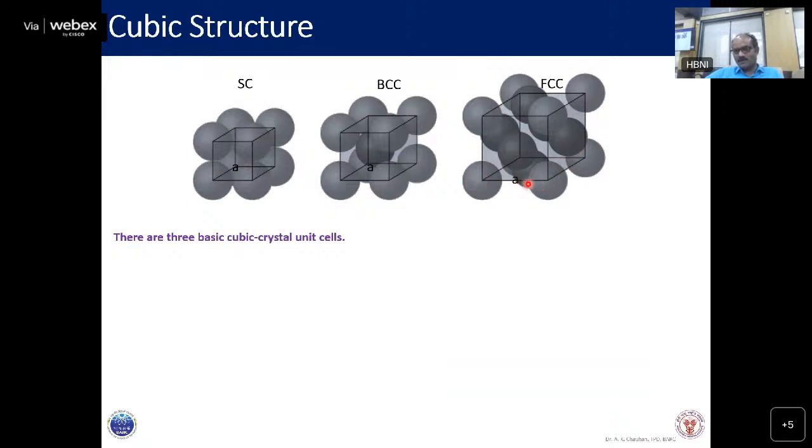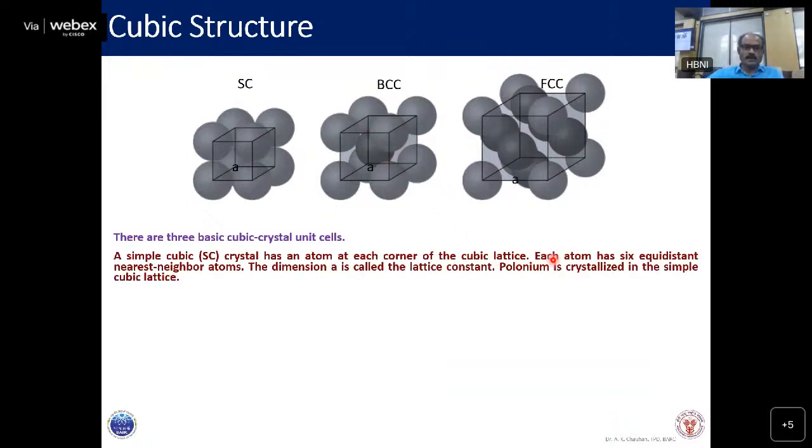So you have 8 atoms at 8 corners plus 6 atoms at the 6 surfaces. A face atom is shared by this cube as half, and a corner atom as 1/8. So FCC will have 3 plus 1, so there will be 4 atoms per unit cell. In BCC, there will be 2 atoms per unit cell. A simple cubic has 1 atom at each corner of the cube, which I have already explained.